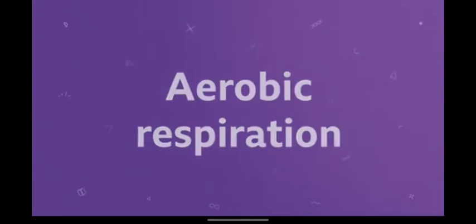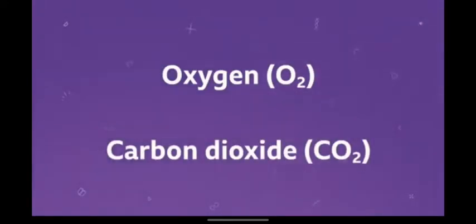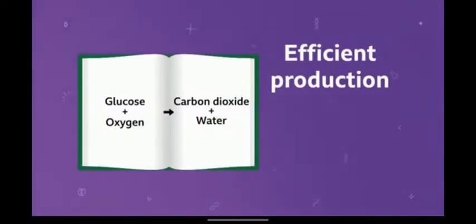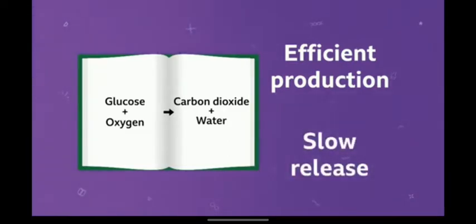Aerobic respiration requires oxygen. Carbon dioxide is produced as a byproduct, and we show this using the word equation: glucose plus oxygen produces carbon dioxide and water. Aerobic respiration produces energy much more efficiently than anaerobic respiration, but is a slower process.